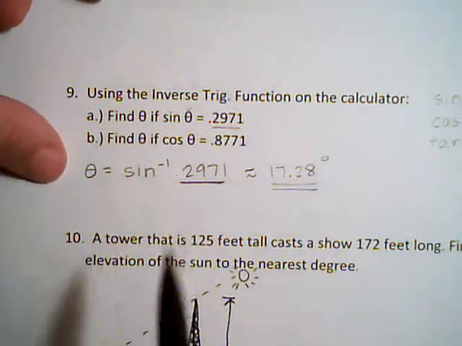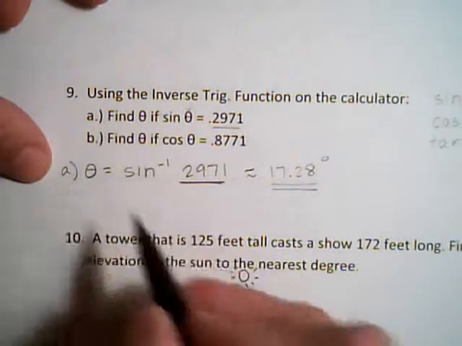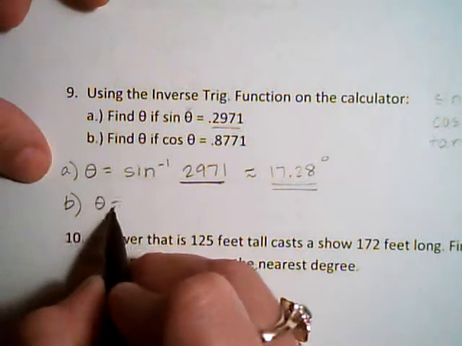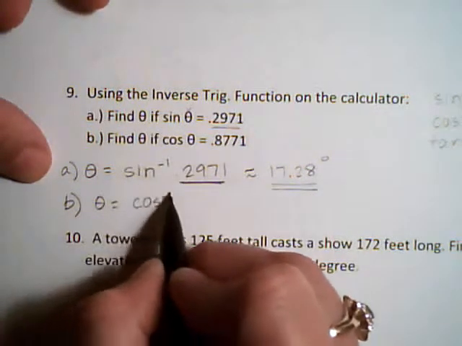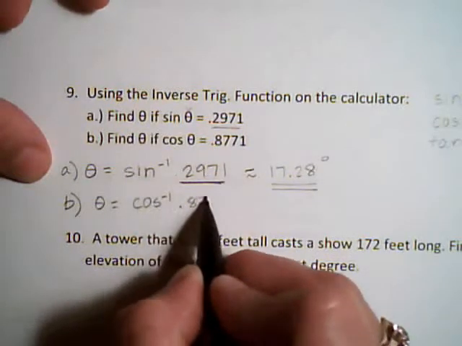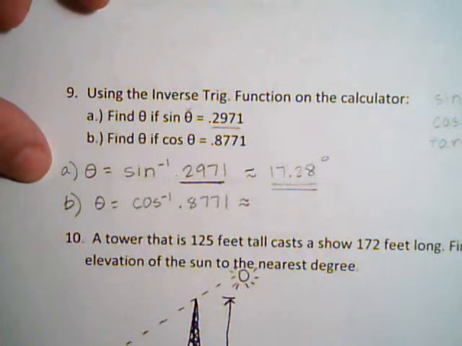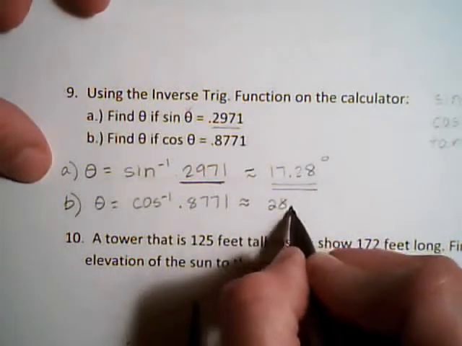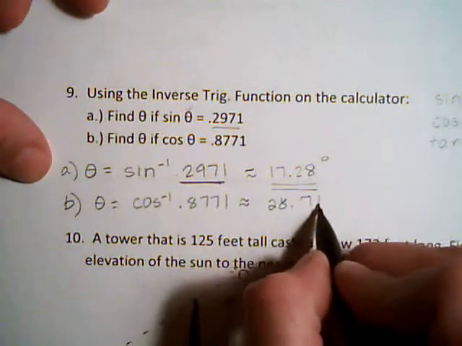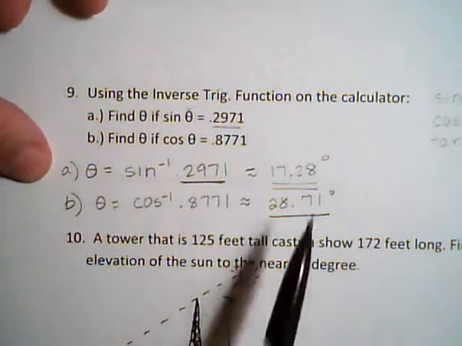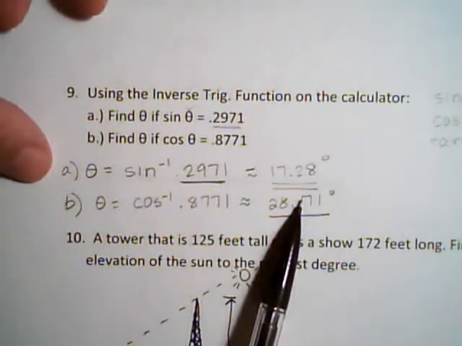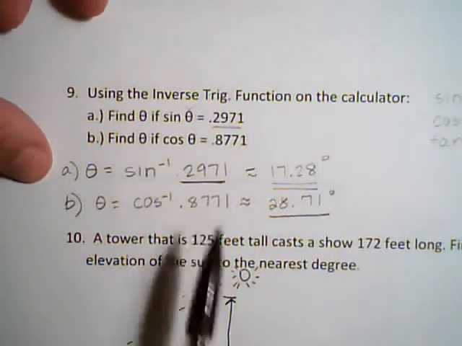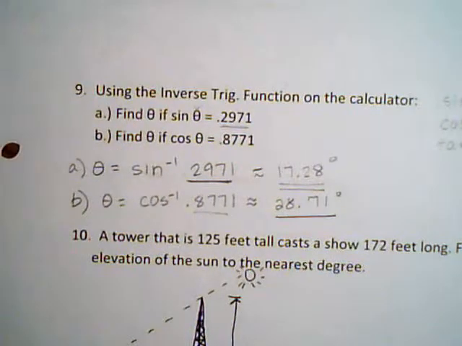Same thing on B. If I wanted to find theta, theta would equal the cosine inverse of 0.8771. So I would type in 0.8771, hit second cosine, and I get 28.71 degrees. So that's the value of the angle whose cosine is this. Okay, you will see this if you look at number 10.